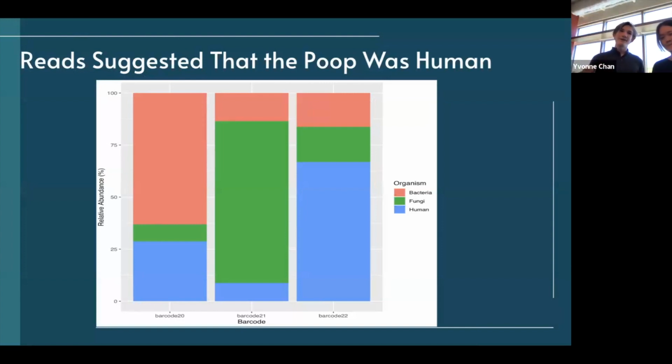And yet another piece of evidence as to why it was not turtle was that we found no algae DNA being amplified, which is a main source of the turtle's diet, which we would have found if it was indeed turtle feces. So yes, the proof that we were sampling and that we collected was human.